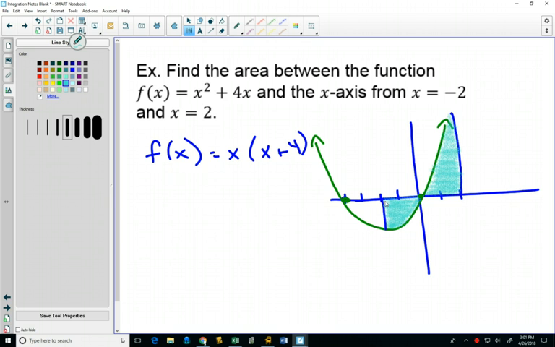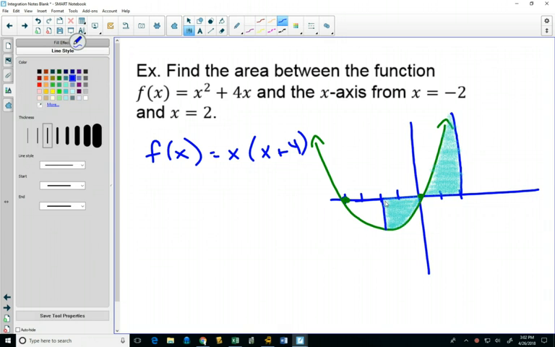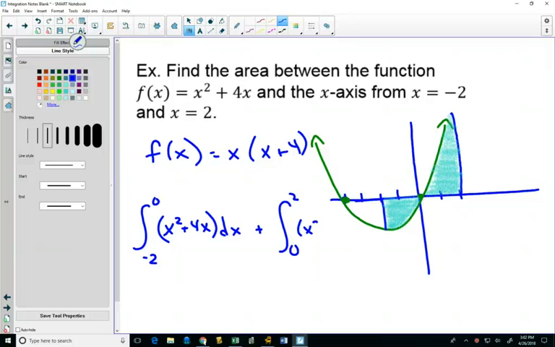That's the area we want to find. The problem is if we do the definite integral from negative 2 to 2, some of those positive areas and negative areas will cancel out. So when we set up this equation, we'll need to find it from negative 2 to 0 of x squared plus 4x dx. And then we'll add from 0 to 2 of x squared plus 4x dx. And since this is the one that's negative, we'll put absolute value bars around that one.